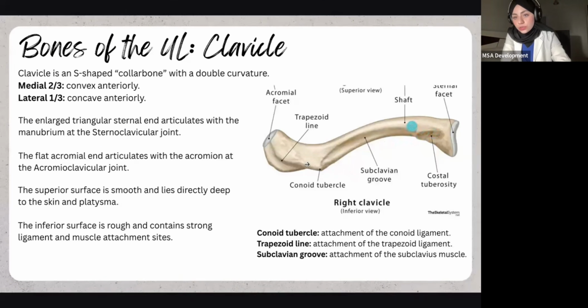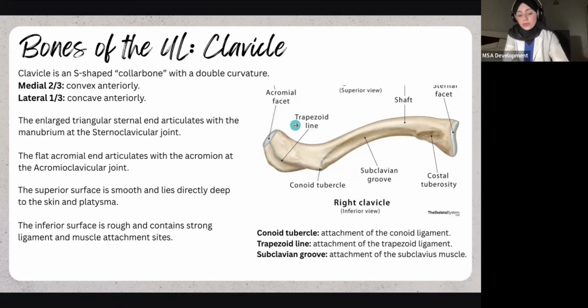Now the second thing is going to be the shaft. The shaft of any bone is just the long shaft, pretty much self-explanatory. Then we're going to have the subclavian groove and the conoid tubercle. This, again, is very important because some important ligaments will attach. From the conoid tubercle, think of it as a peak, and this peak, as it's descending, is going to form the trapezoid line.